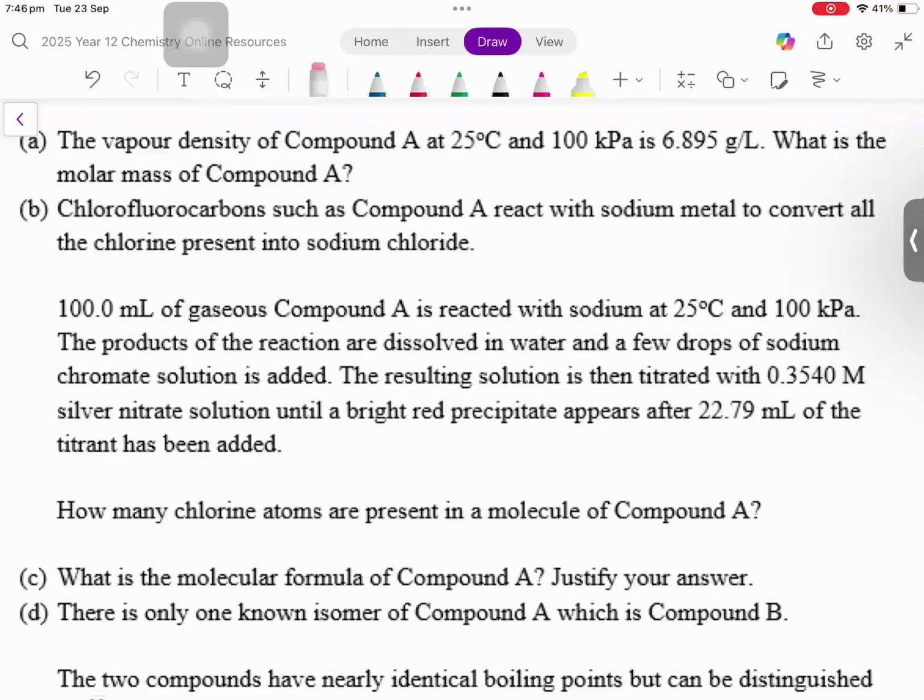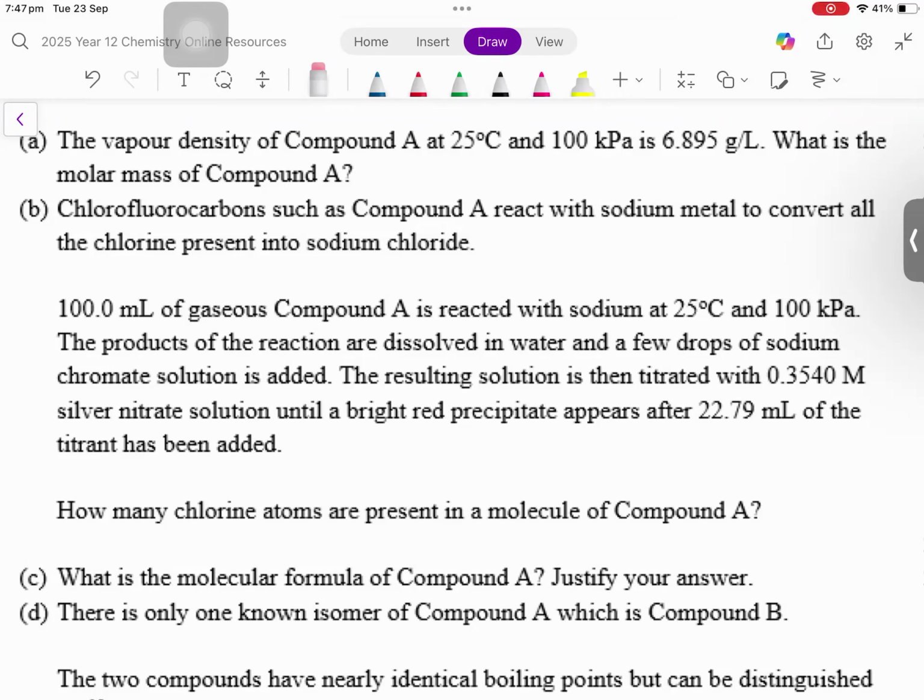present into sodium chloride. 100 mL of gaseous compound A is reacted with sodium at 25 degrees Celsius and 100 kPa. The products of the reaction are dissolved in water and a few drops of sodium chromate solution is added. The resulting solution is then titrated with 0.3540 molar silver nitrate solution until a bright red precipitate appears after 22.79 mL of the titrant has been added. How many chlorine atoms are present in a molecule of compound A?